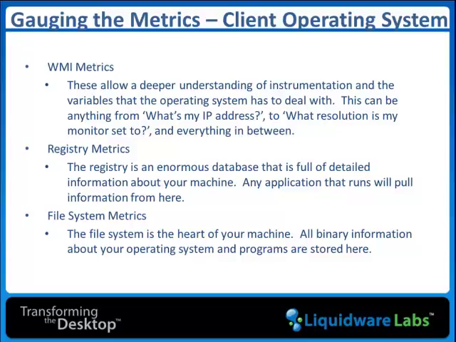And then finally, we have file system metrics. Now, the file system is the heart of your machine. All the binary information about your OS and your programs are stored here. Now, we can do a lot of really cool things with your file system. We can understand what kind of different files and folders and executables and file types and user persona data is actually being consumed on that machine. So when you're ready to make the jump into non-persistent VDI, you now know exactly how much user data you have to sanction for per each user.